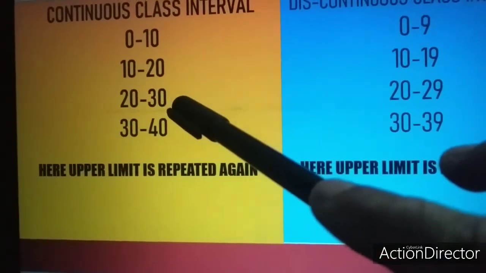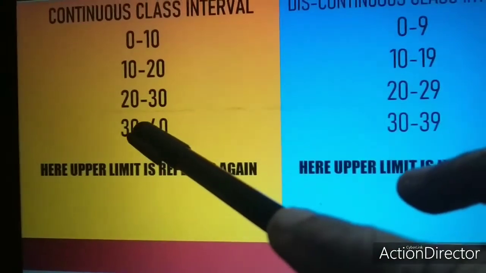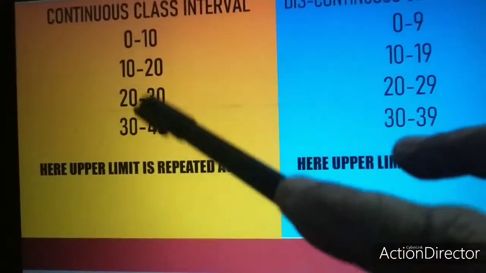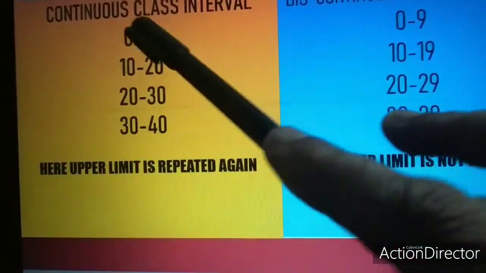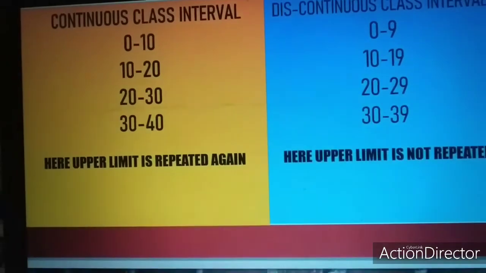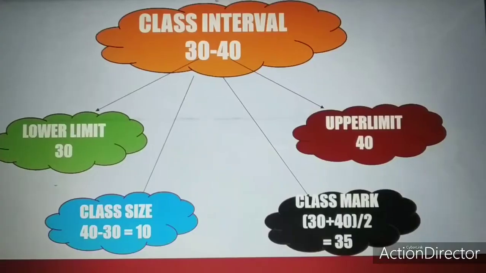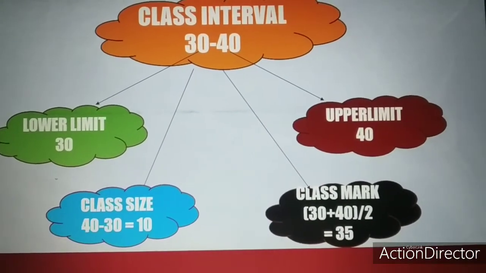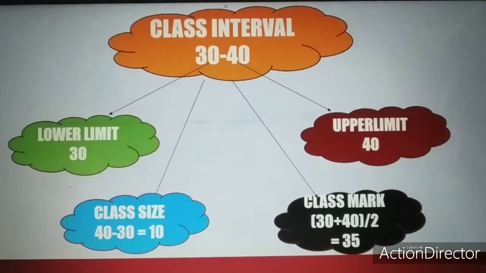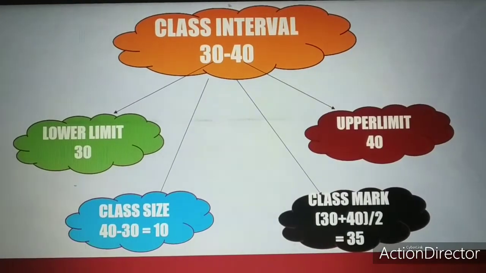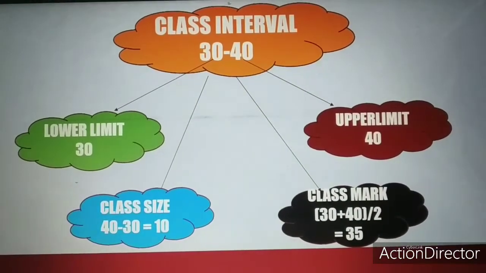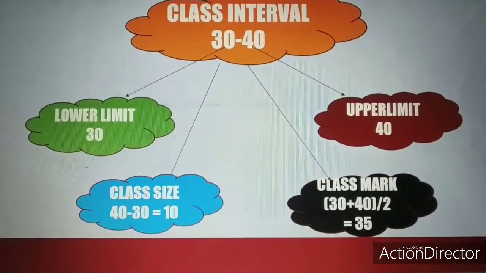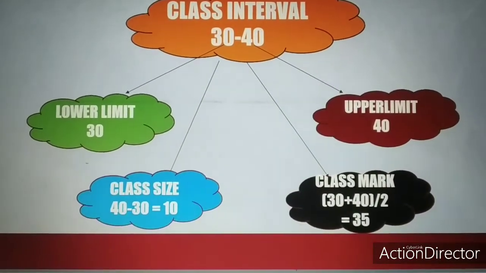Similarly, if I want to enter 30, I will be entering it in the 30 to 40 group. So this upper class interval we are not considering, we are considering only the lower class interval. Let's see what we mean by lower limit, upper limit, class size and class mark. First, as you know already, I have taught you lower limit and upper limit. In the group 30 to 40, the lower limit is 30 and the upper limit is 40.